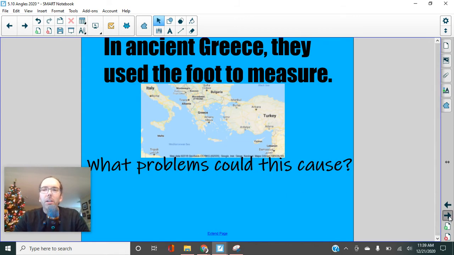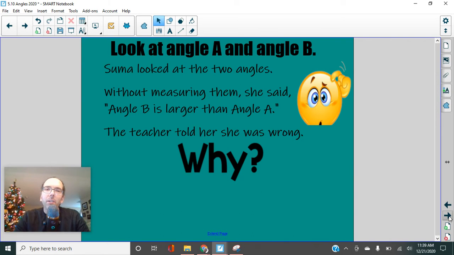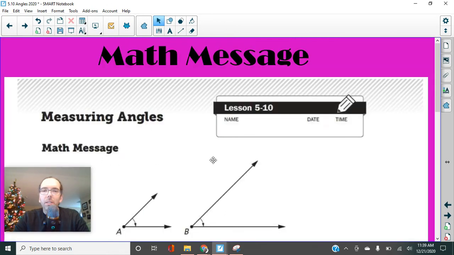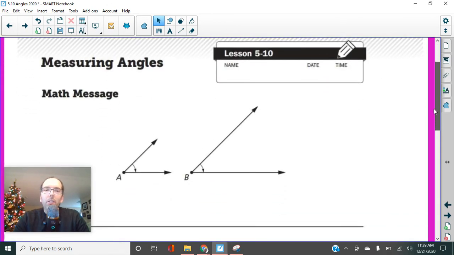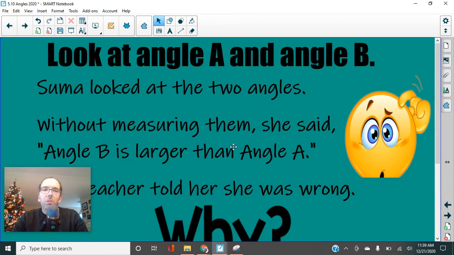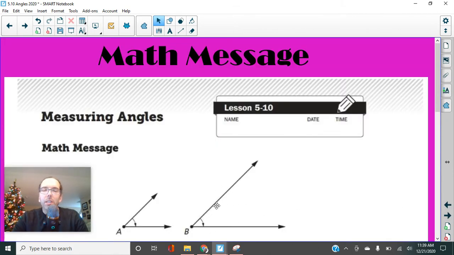Okay. And we're going to be talking about that and how it relates to angles. So I want you to look at these two angles. Let's zoom in on these two angles so that we can see them better. We have angle A and angle B. And here we have two students. Suma looked at the two angles. Without measuring them, she said, angle B is larger than angle A. So she said, this one is bigger than this one.